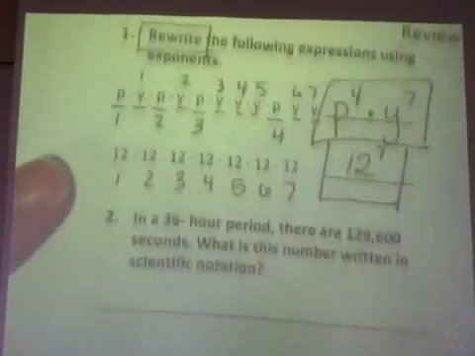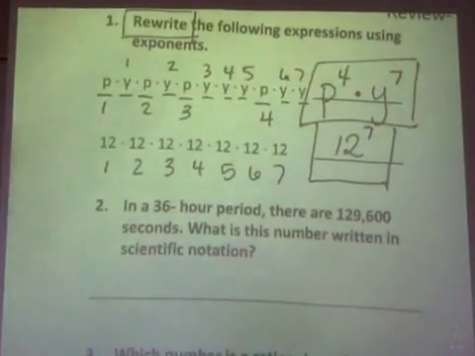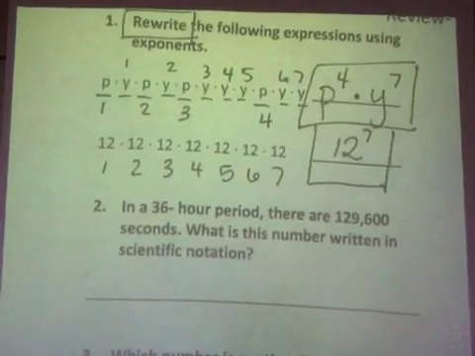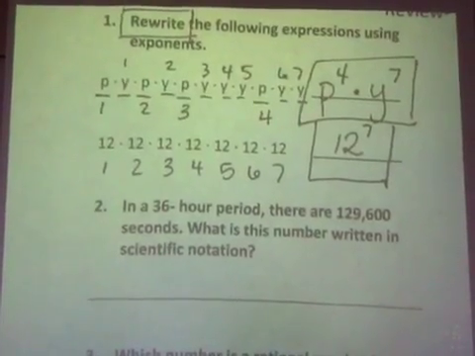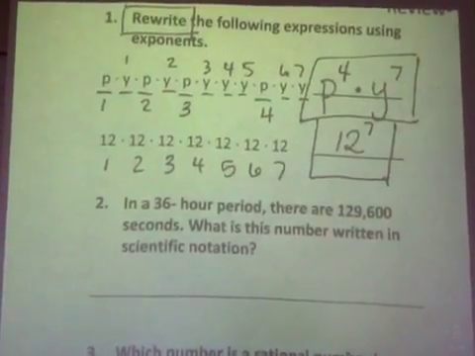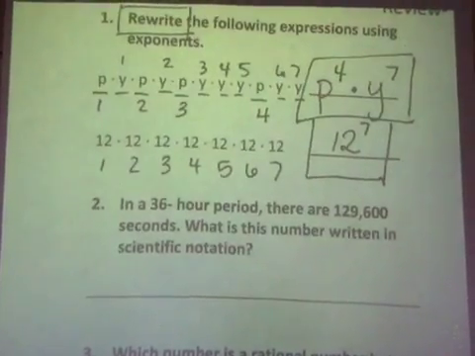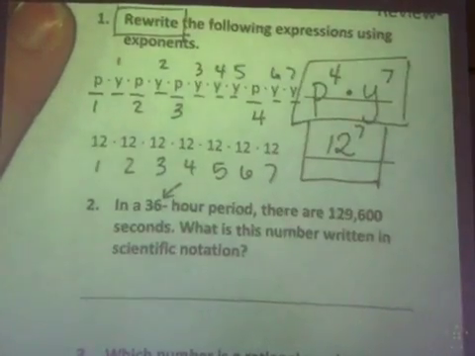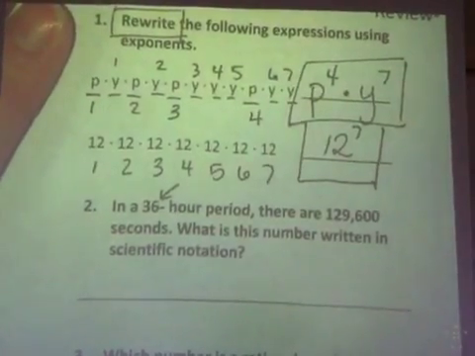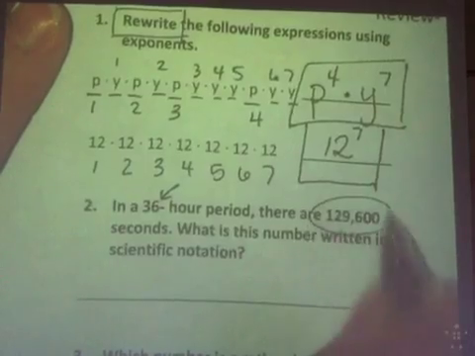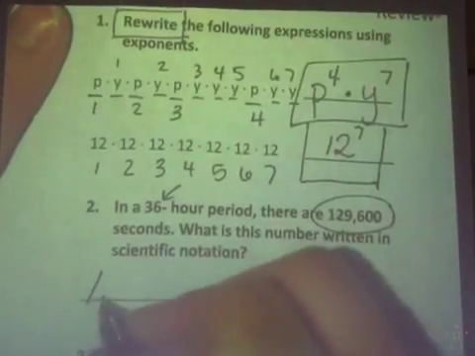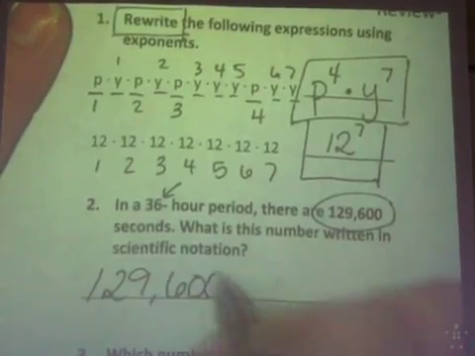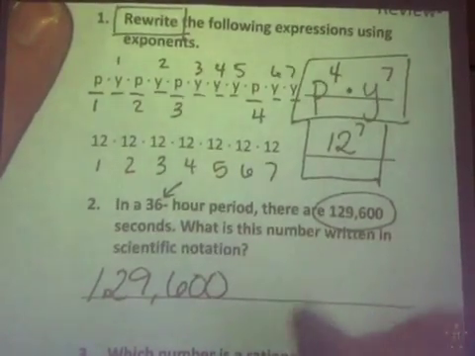Okay? So, number 2. In a 36-hour period, there are 129,600 seconds. What is the number written in scientific notation? Notice, they gave me this 36-hour period, but I don't care about that number. Okay, all I care about is this one. So I'm going to write it right here. 129,600. So, right now this is a whole number.